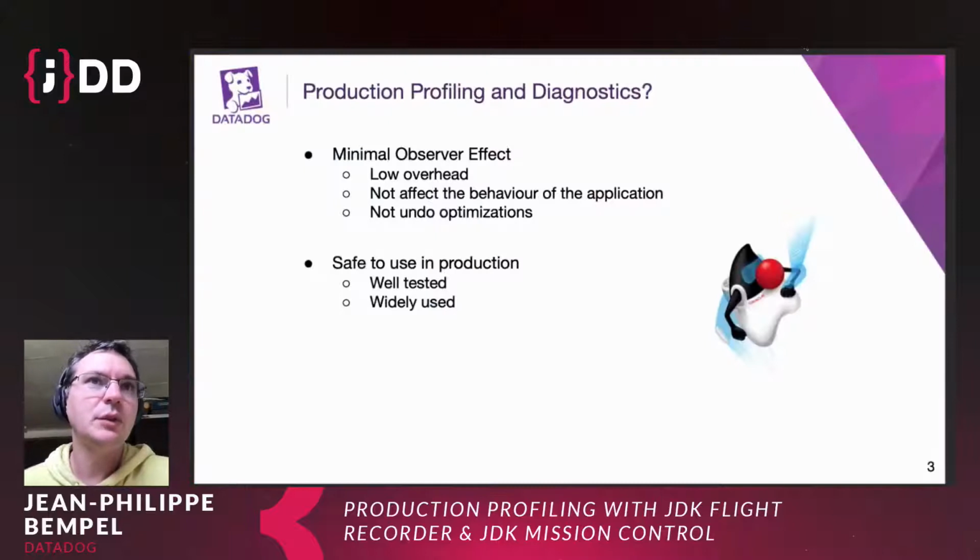So what would you expect from a production profiler? We expect a minimal observer effect, which means a low overhead, barely measurable, not affecting the behavior of the application, and not reverting any optimization done by the JIT. It should also be safe to use in production. It means well tested and also widely used.